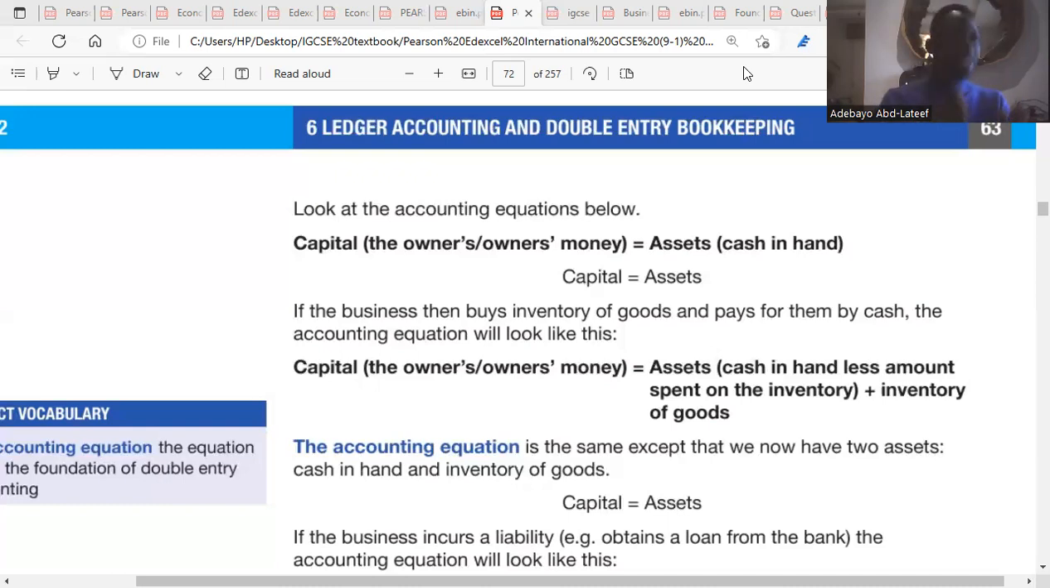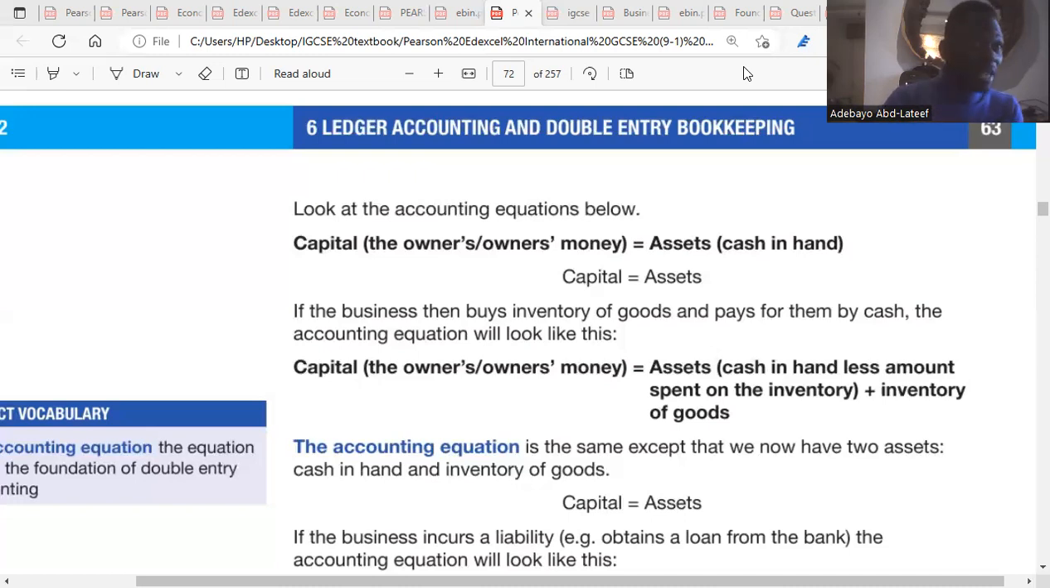Yes. The first one is that asset equals cash, which equals capital, or capital equals asset. When the owner of the business puts money into the business, the business has cash now. So at that point in time, we have one asset, we have capital. But now the business has bought items like stocks, goods, inventory. The asset has increased. It becomes two.